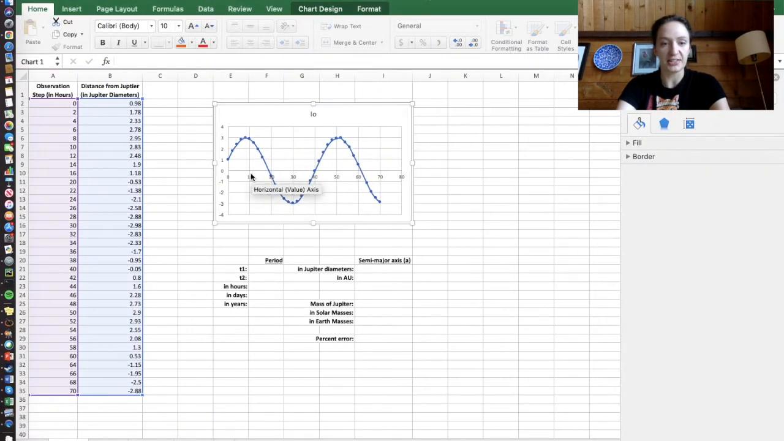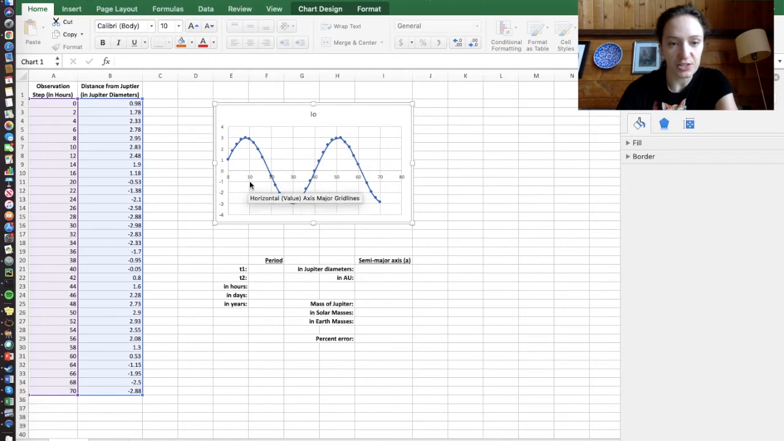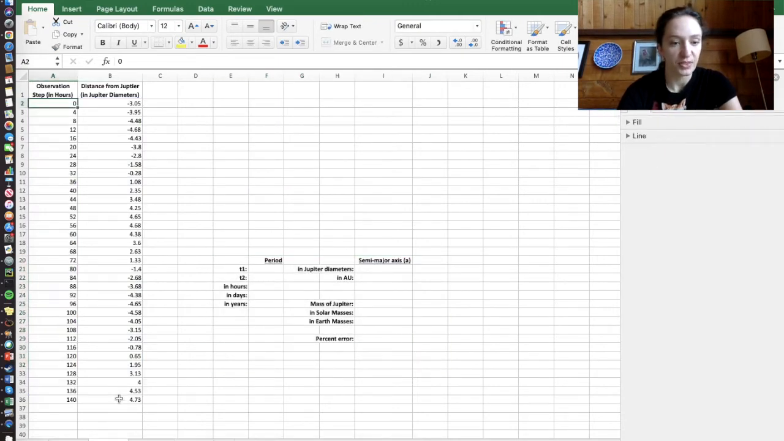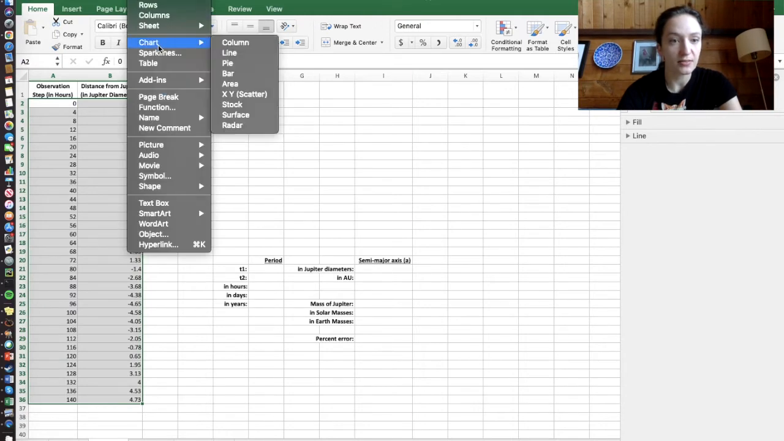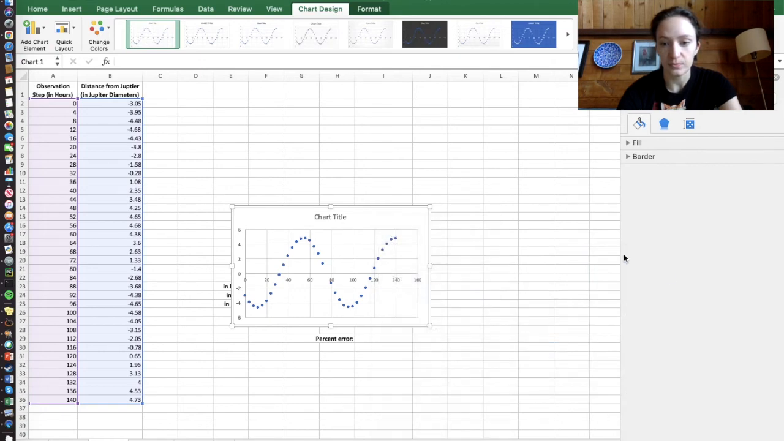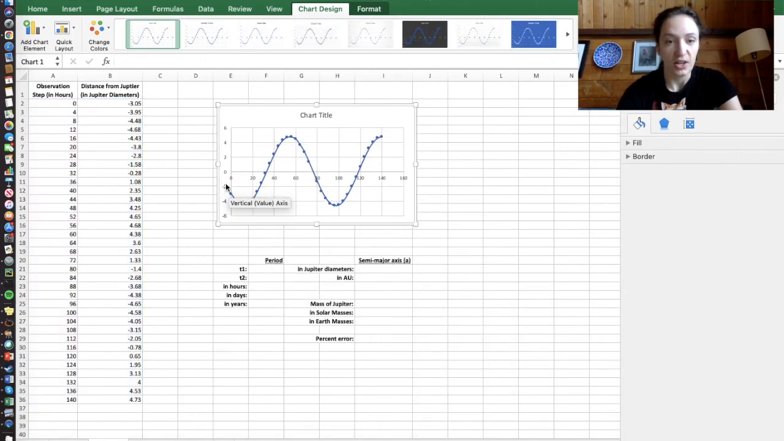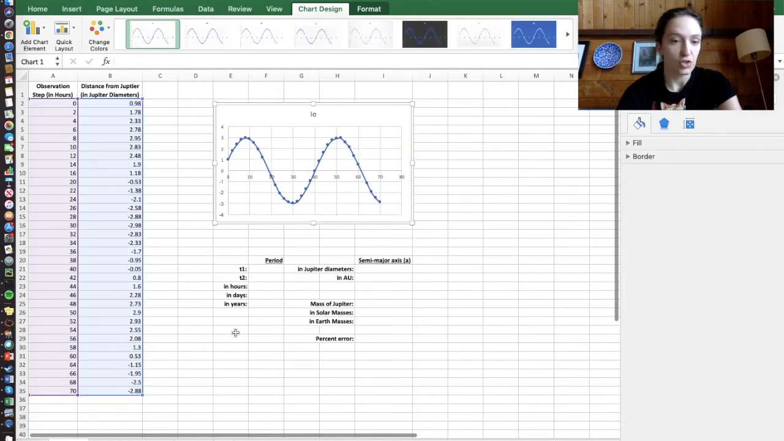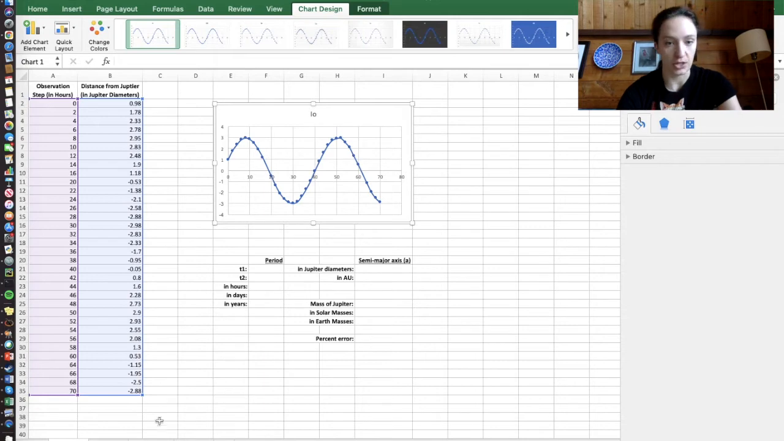So your x-axis is your time, so it's your observation step in hours. For Io, it's kind of difficult to see because it's small, but it goes from 0 to 10 to 20 to 30. So if I were to do this for Europa as well, just to illustrate what this is talking about, this goes from 0 to 20 to 40 to 60, so it's in intervals of 20, whereas Io was in intervals of 10. So what does that tell you?